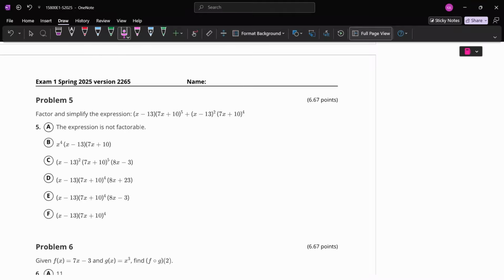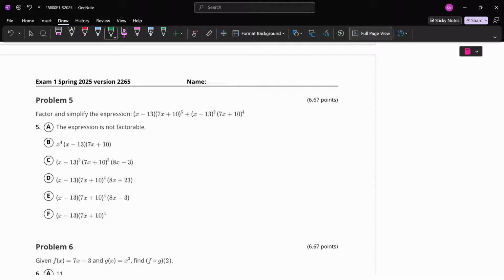So the first thing I want to point out is, yes, in this question we are in fact going to do a little bit of factoring to get somewhere. Notice how each of these things in parentheses, ignoring the exponents for a second, contains an x minus 13 and a 7x plus 10. So you can pretend those are just singular numbers and factor things out.